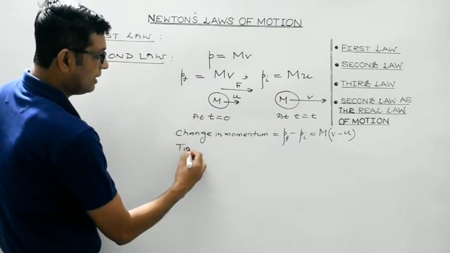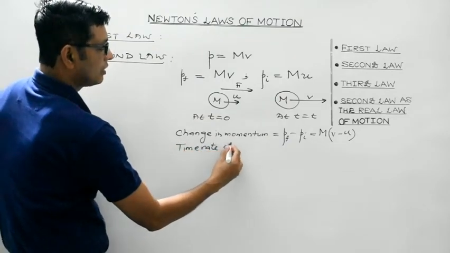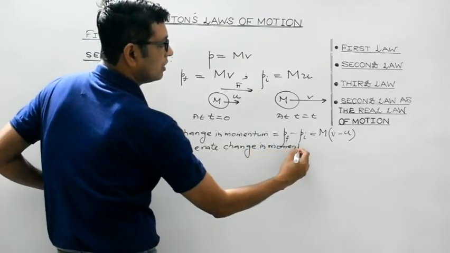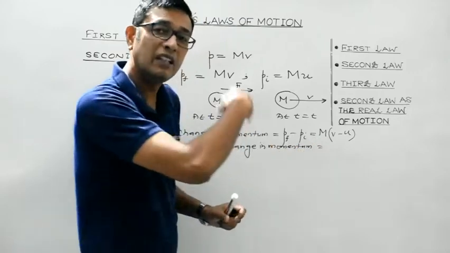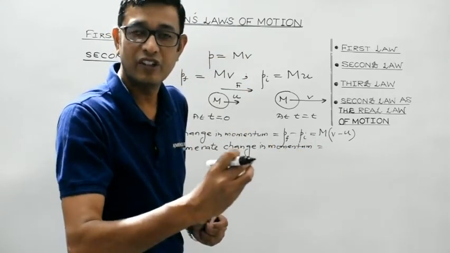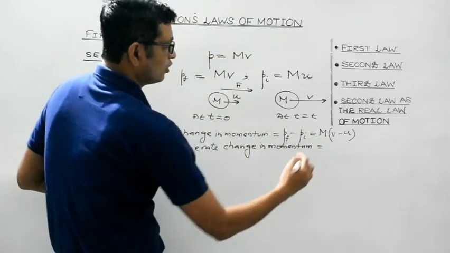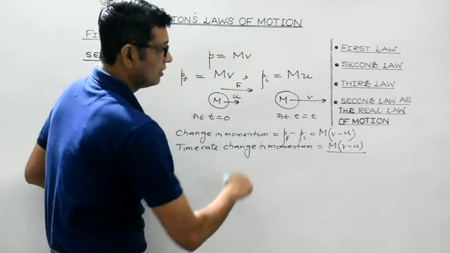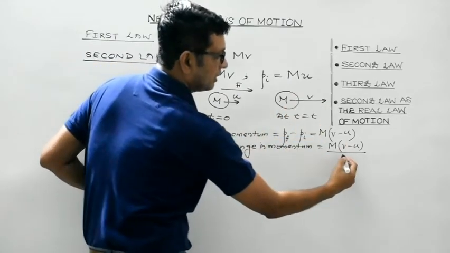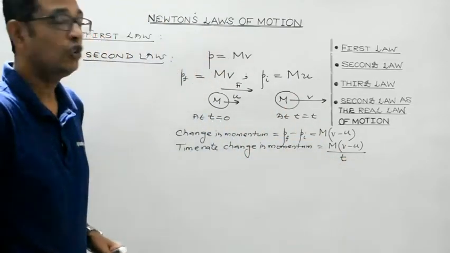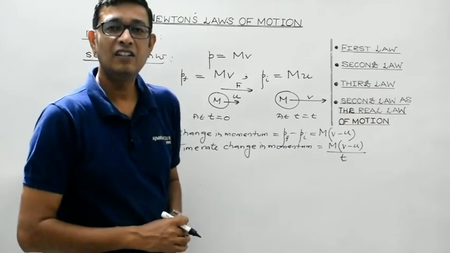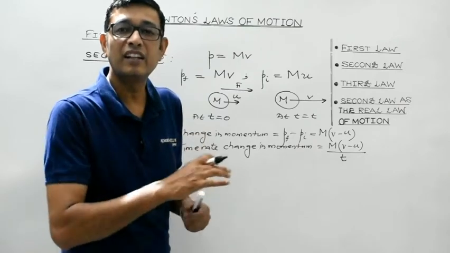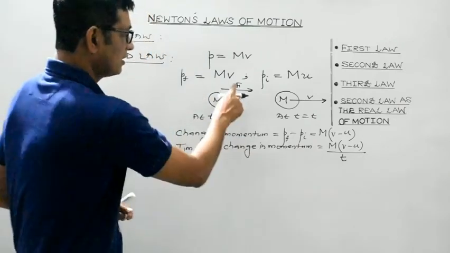So what about the time rate change? Time rate change in momentum. What it means is the change in the momentum divided by the time during which this change has taken place. So it will be change in momentum divided by the time during which this change has taken place, that is time t. So Newton's second law states that the time rate change in the momentum of a body is directly proportional to the force applied. This is the external force applied.